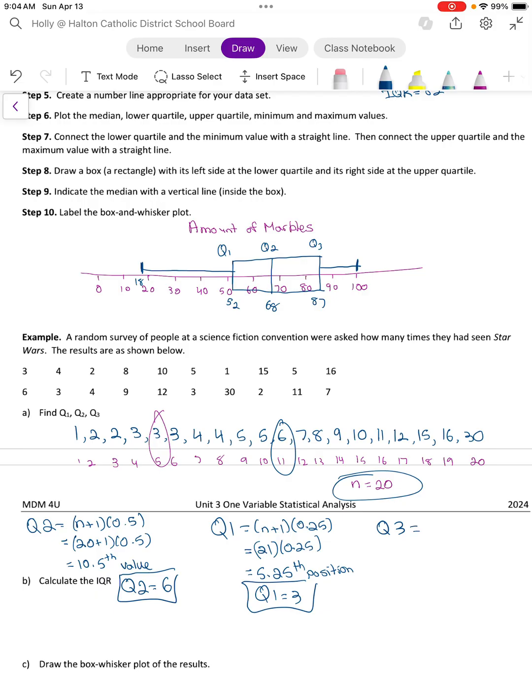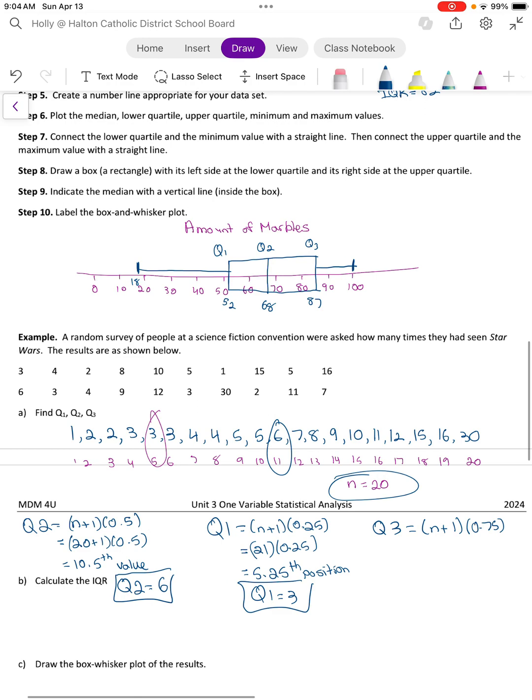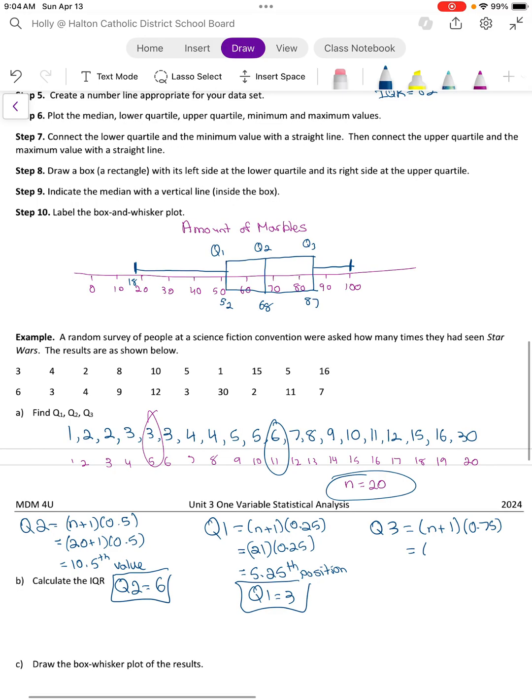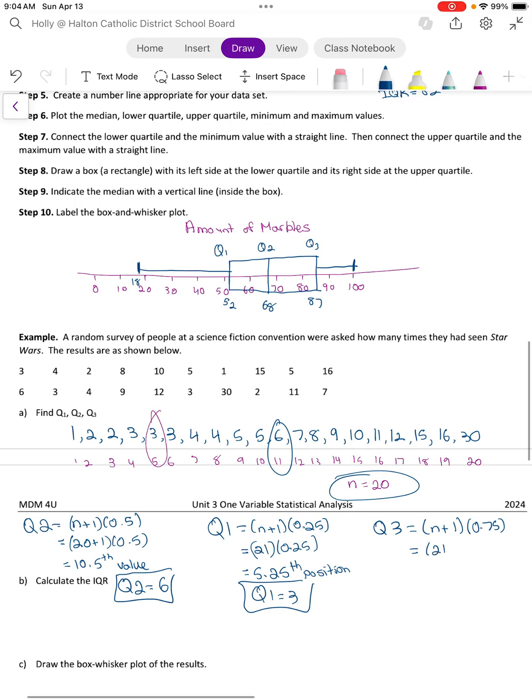And Q3 is n plus 1 times 0.75. And that gives me 21 times 0.75, which gives me 15.75. So it's the 15.75th position. I'm going to use 16. So if I look at the 16th position, that would be 11.